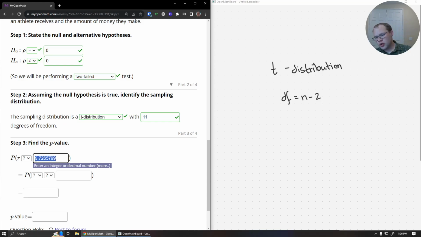The closer the correlation coefficient is to 1, the stronger the level of correlation. 0.7265, that's certainly closer to 1 than it is to 0, right? That's a fairly strong linear correlation.